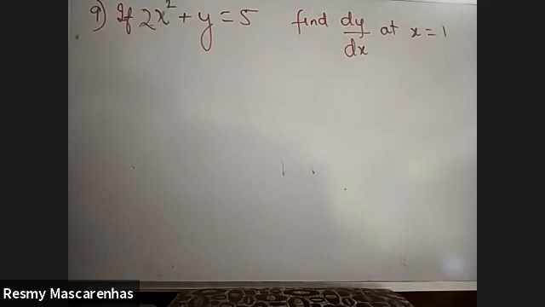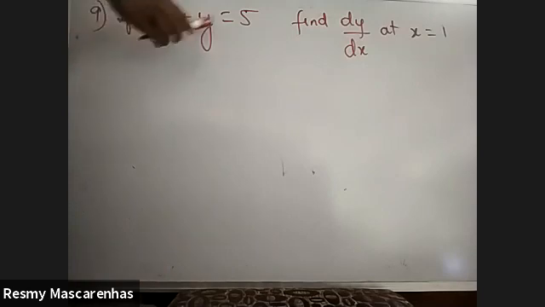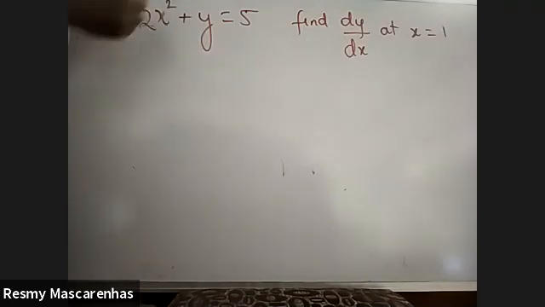Okay. We were doing implicit functions, meaning finding the derivatives of those functions which include x as well as y terms together. Okay, so now there's one question. If 2x square plus y is equal to 5, find dy by dx at x is equal to 1. Okay, so we have to find dy by dx in short.